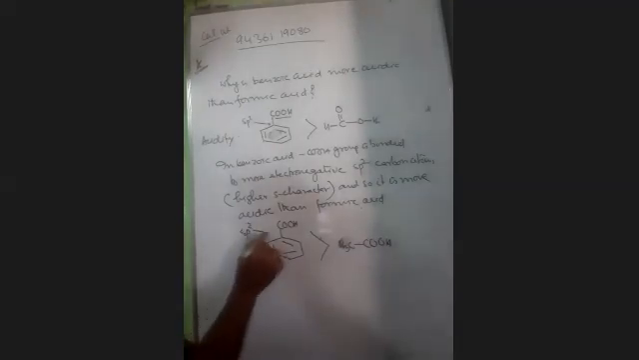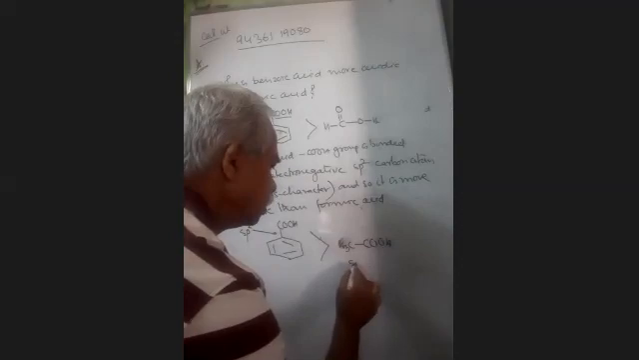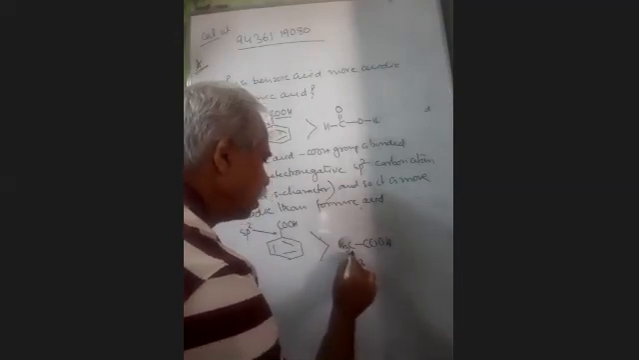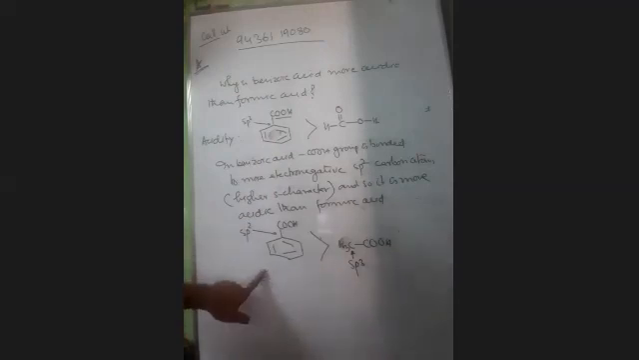See, this is sp2. What is this? sp3. See here, it has lesser S character. This one has higher S character. Because of that, this is more acidic than this. Okay?